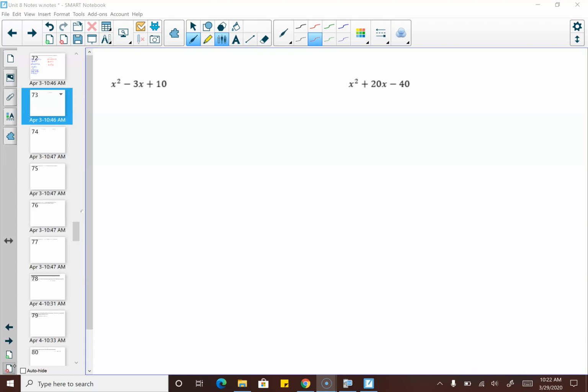So now I'd like everybody to take a second and pause the video so that they could work on the remaining 5 pieces here by completing the square.